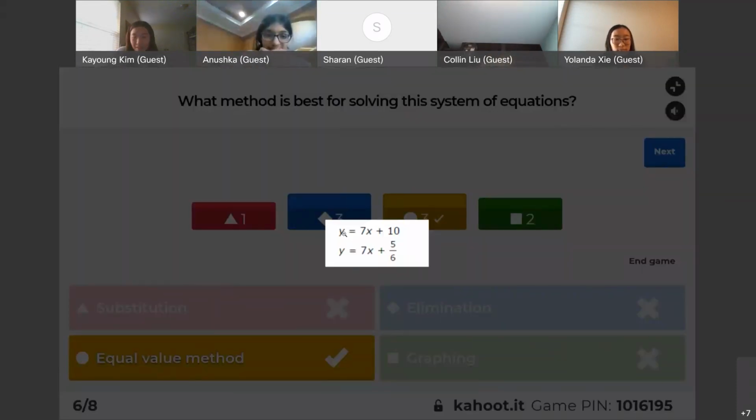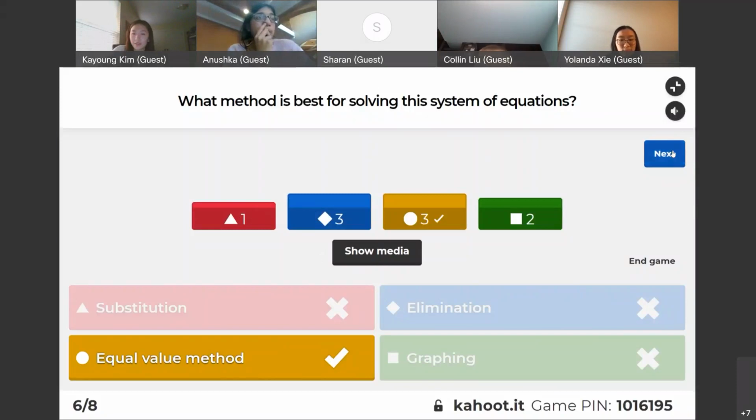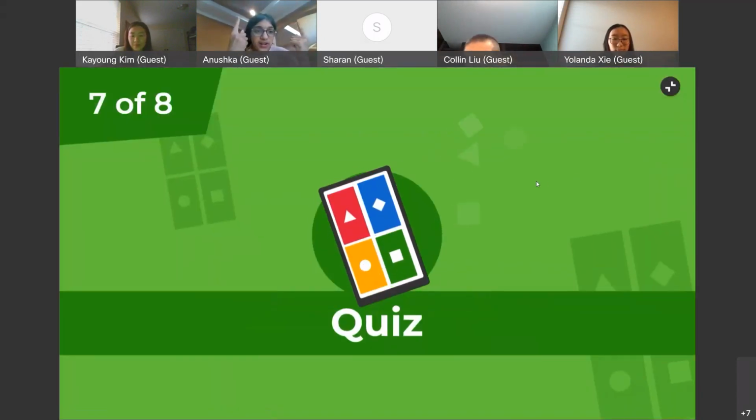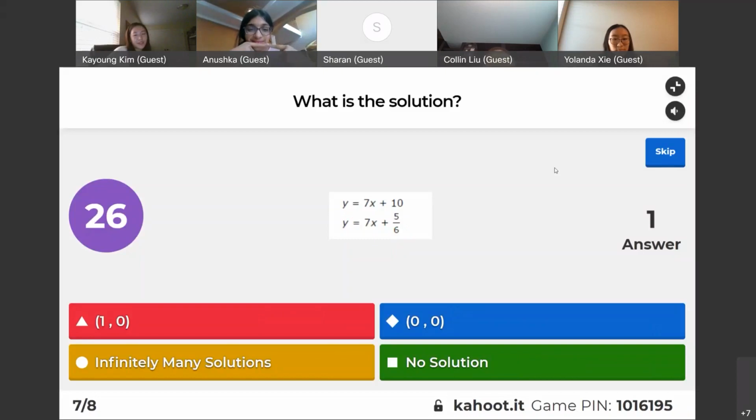Oh no. So remember, the equal value method is the one where it's like y equals something and y equals something else. And right now it's like that. If y equals something, how can it equal something else? Because thing 1 and thing 2 add up to be y, and thing 3 and thing 4 add up to be y. The something and the something else are actually the same thing. Very confusing.